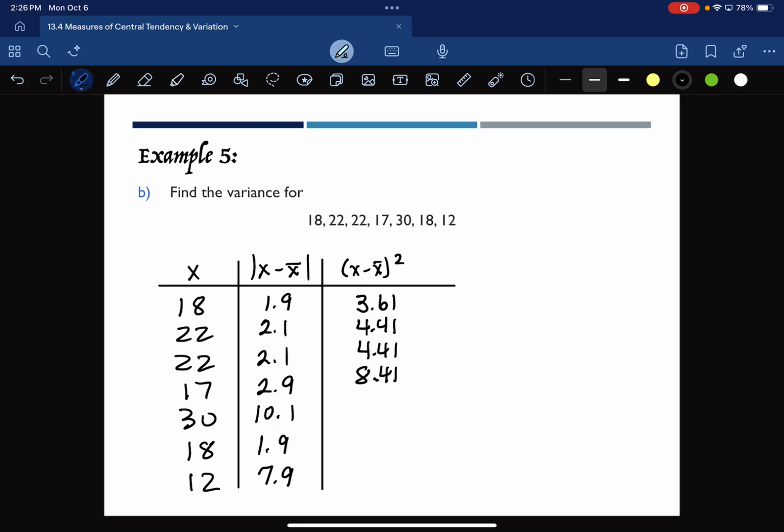What is 10.1 squared? This one's larger, much larger. 102.01. But 1.9, we already did that one, so that was 3.61. And 7.9 squared. 62.41. Okay, everybody good? Squared a bunch of values. And then we're going to add these together, just like we did on the previous, right? We're going to find the sum. So what do we get when we add these all together?